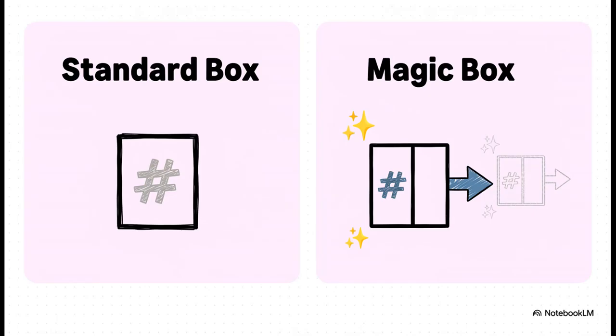Okay, so let's break this down. On one hand, you've got a standard box. It just holds data, right? A number, some text, whatever. But our magic box, this self-referential one, it does two jobs. It holds its own data, and it holds the address, the location of the next magic box in the chain. And believe me, that one little pointer changes everything.